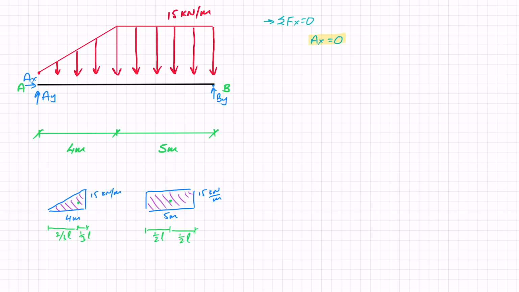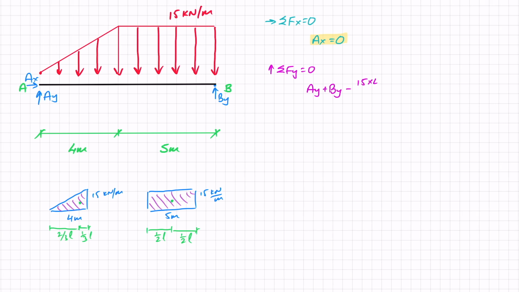Moving on to forces in Y, with this being my positive Y direction, I've got AY plus BY in the positive Y direction. And then I have the force from the triangular distributed load and the UDL. The forces, as we said, are the areas, so minus 15 times 4 divided by 2, which is the force and also the area of that triangle, and also minus 15 times 5, which is the force and also the area of the rectangle. And these have to equal 0. If I calculate that, I find that AY plus BY has to equal 105.